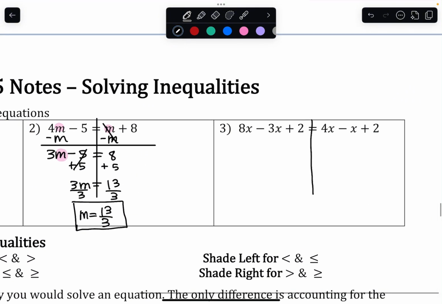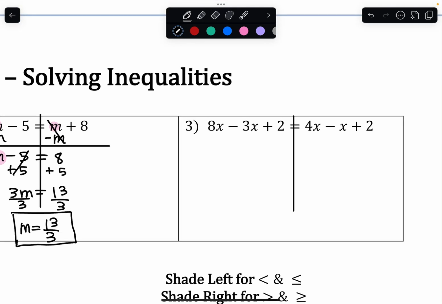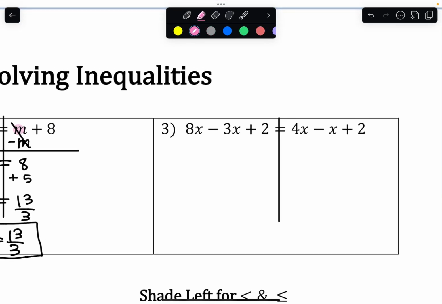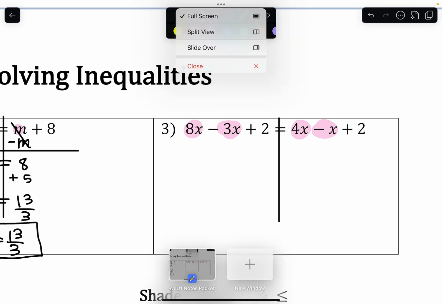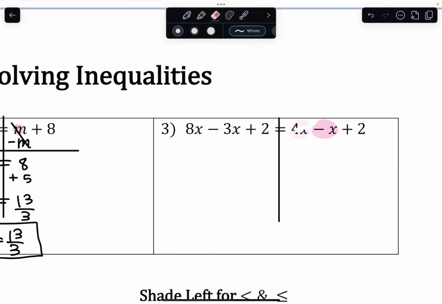Okay, next up, we have some simplifying to do before we try to isolate x. And so first, notice that you have two x terms on both sides of the equation. And so we want to simplify each side before we start doing inverse operations. And so on the left side, we can put 8x minus 3x, and we would get 5x. And then over on the right-hand side, 4x minus x would give me 3x.